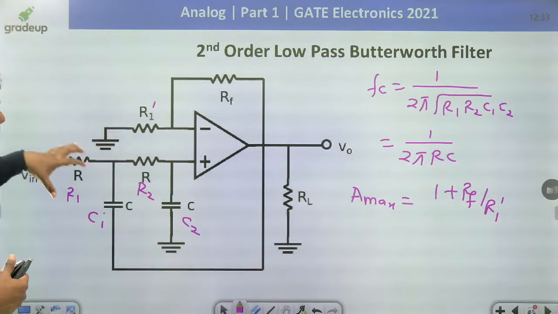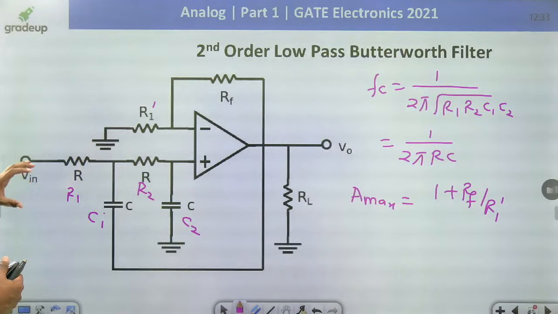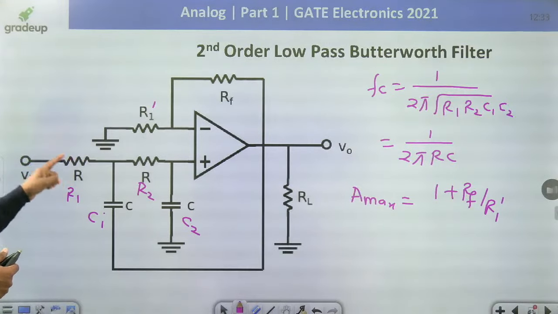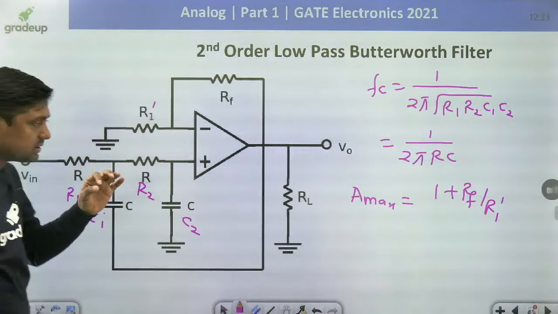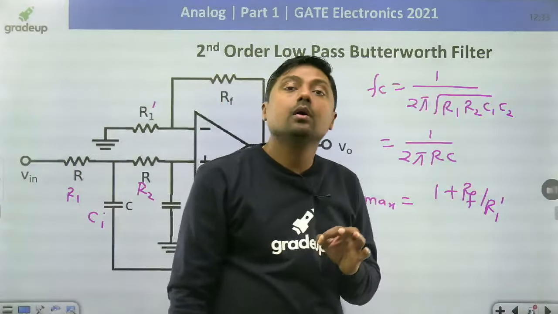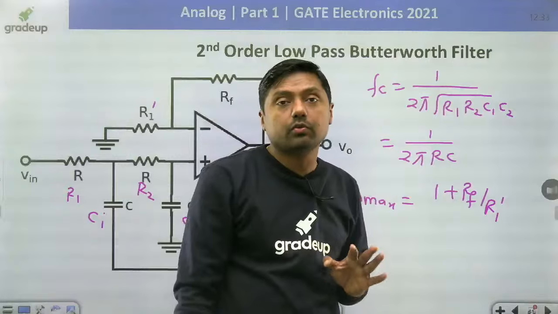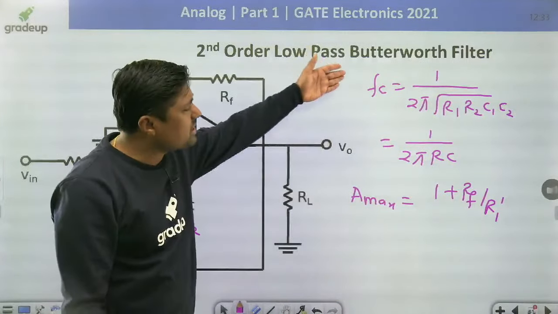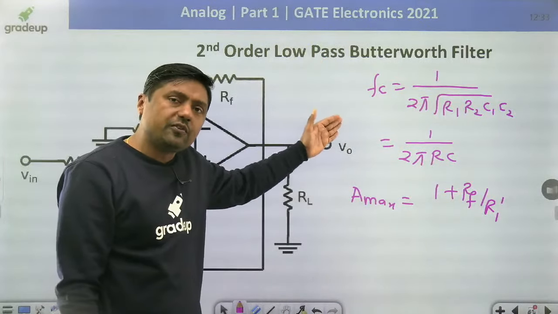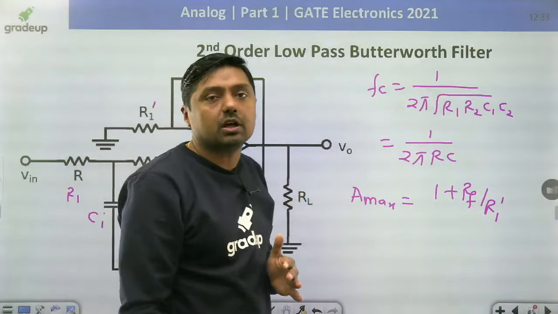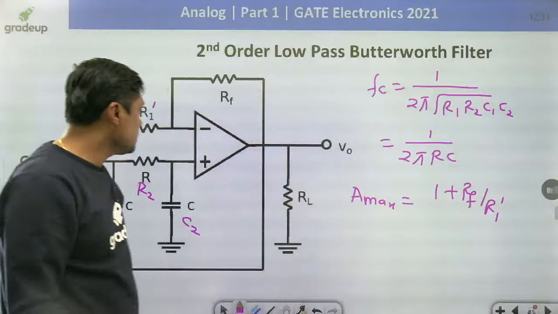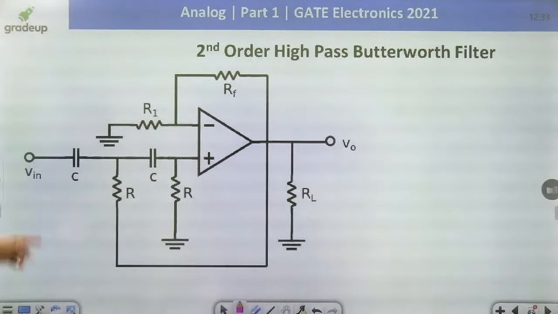This is the second order low pass Butterworth filter. It is a low pass filter. If we change the position, using C here, R here, C here, R here, then it will convert into what? High pass second order Butterworth filter. Simple. The formula for cutoff frequency will remain the same. The maximum gain will remain the same, but it will simply convert into a high pass filter. This is a low pass filter, and that is a high pass filter. The formula will remain the same.